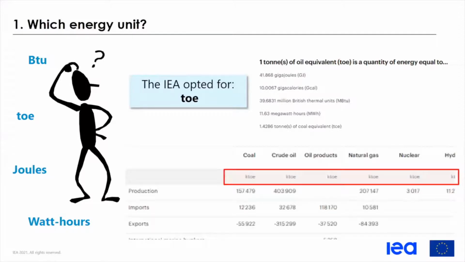The conversion of the IEA energy balance to any other energy units would be straightforward. The choice of the ton of oil equivalent is based on the history of the IEA creation after the first oil crisis.